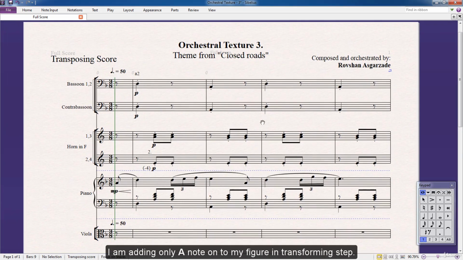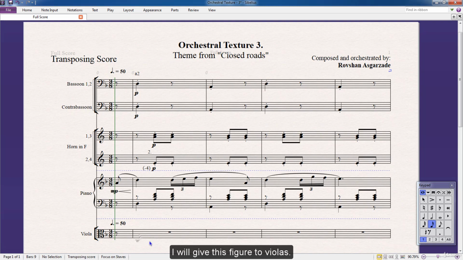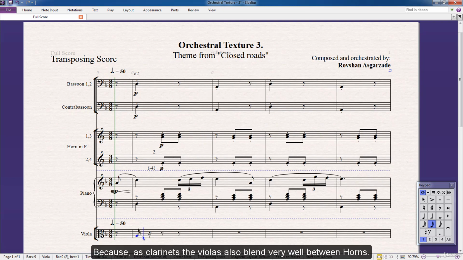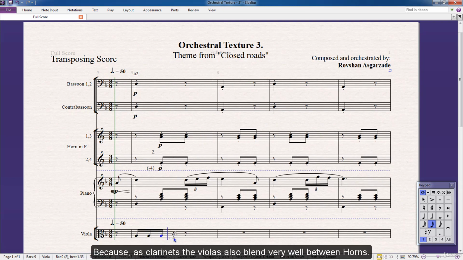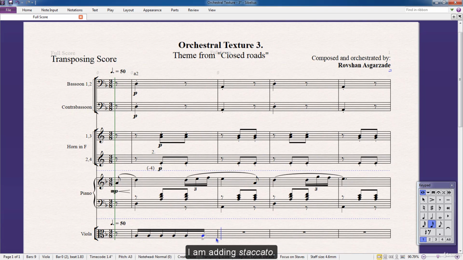I'm adding only the A note onto my figure in the transforming step. I will give this figure to violas because, as with clarinets, the violas also blend very well between horns. I'm adding staccato. The dynamic marking is piano.